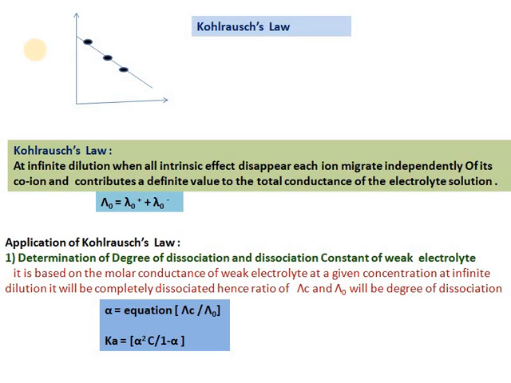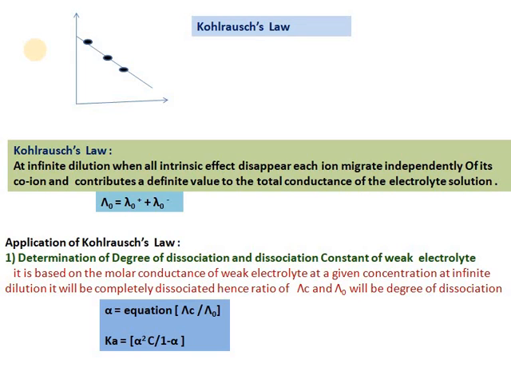Firstly, we have the principle. The determination of the degree of dissociation and dissociation constant of a weak electrolyte is based on molar conductance, which at a given concentration is a measure of the extent of dissociation of the weak electrolyte. But at infinite dilution, the weak electrolyte will be completely dissociated. Right? This is very important.